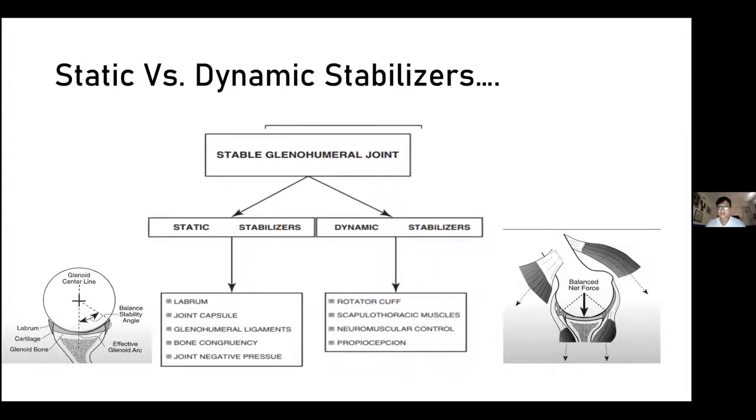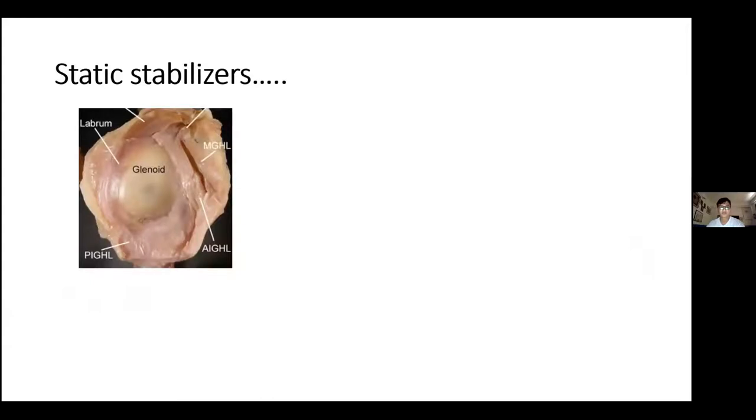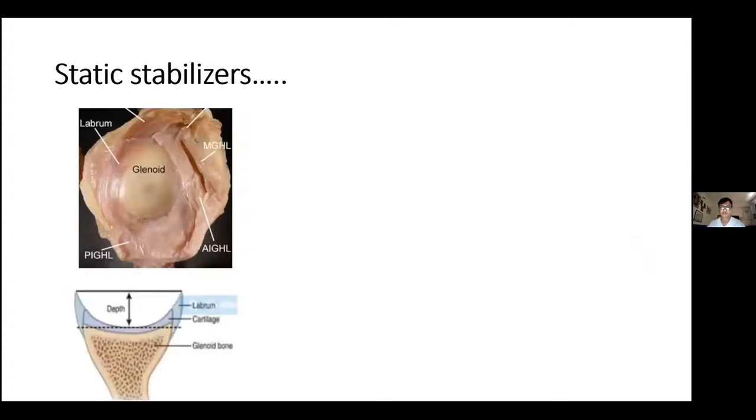And of the dynamic structures, the most important is the rotator cuff group of muscles. There are scapulothoracic group of muscles. The neuromuscular coordination and proprioception helps to contain the shoulder in its natural position. So labrum, as we all know, increases the depth of the glenoid socket and increases the contact surface area, thereby being an important stabilizer to the shoulder joint.